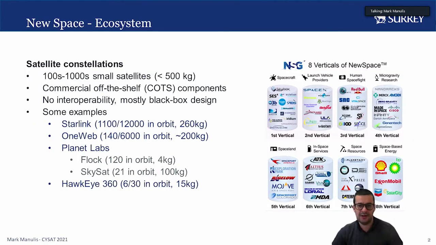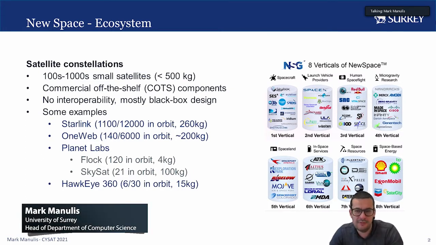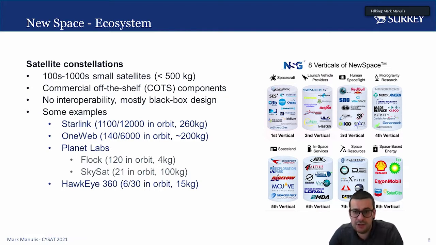New space is a new rising ecosystem, and I like this particular diagram. It is a bit dated, but it shows the different verticals of the future new space economy. Some of them, like space-based energy or space resources, are more a vision at the moment than anything close to reality. But at the moment, we are looking into the first verticals, which is about the spacecraft and the launch of these. One of the major elements in a new space economy will be satellite constellations.